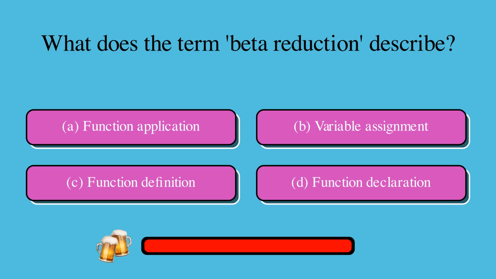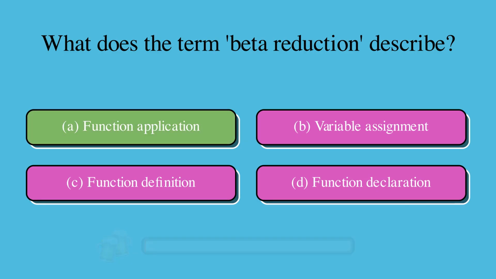What does the term beta reduction describe? Is it A, function application, B, variable assignment, C, function definition, or D, function declaration? The correct answer is A, function application.